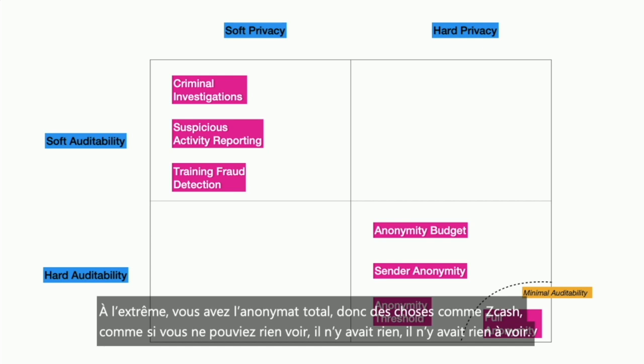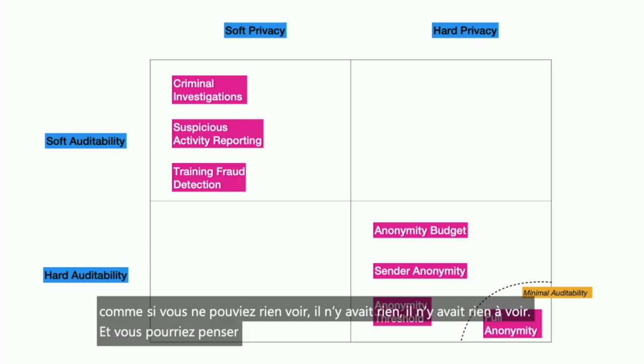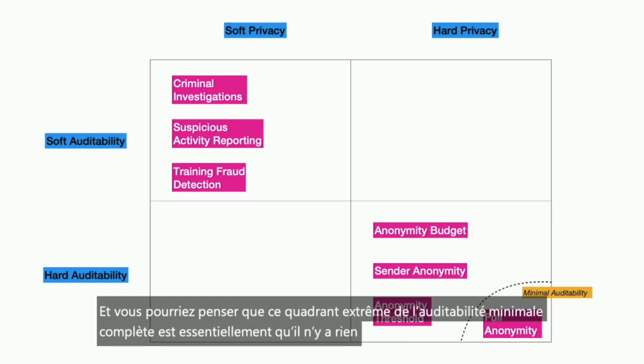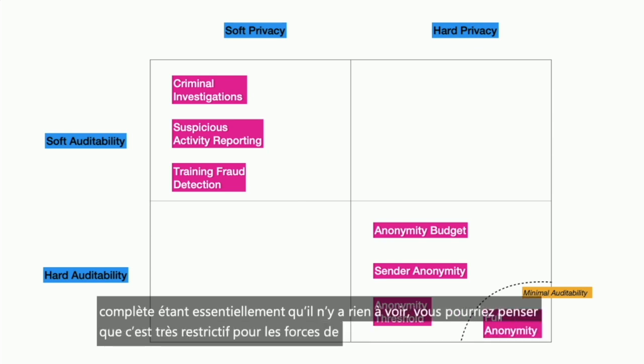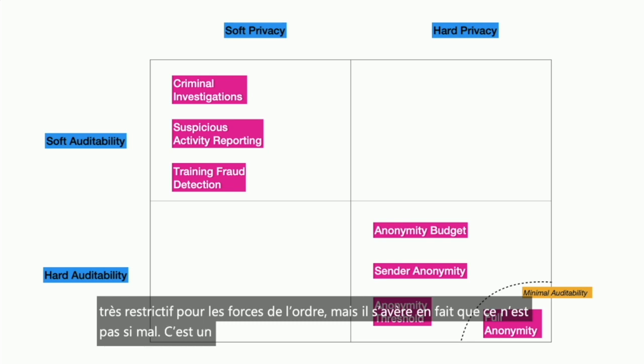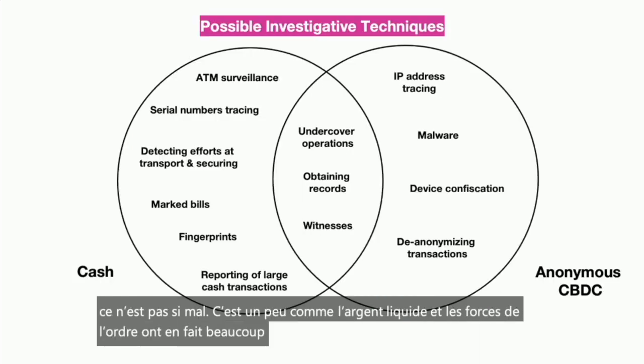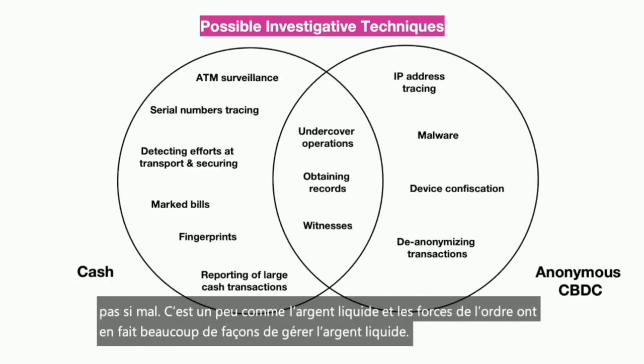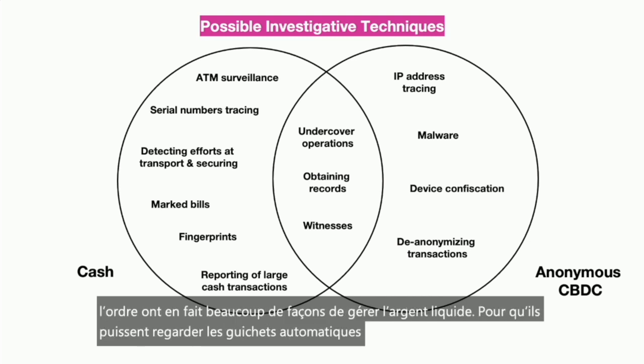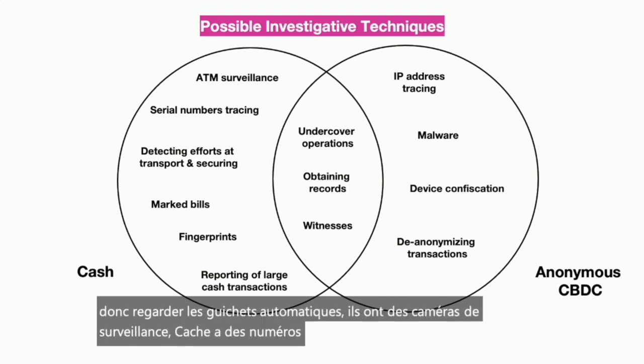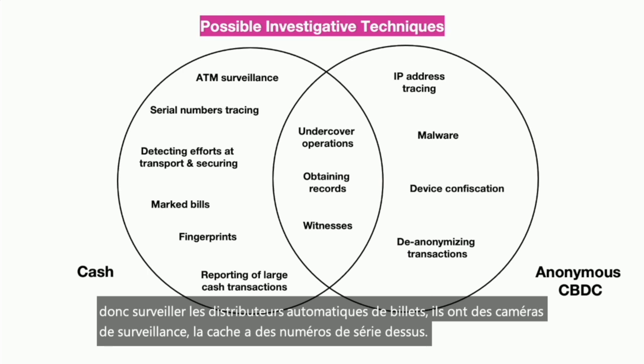And you might think that this extreme quadrant of minimal auditability, basically being that there's nothing there to see, you might think that that's very restrictive for law enforcement. But it actually turns out it's not so bad. It's kind of like cash. And law enforcement actually have a lot of ways of dealing with cash. So they can watch ATMs. They have surveillance cameras. Cash has serial numbers on it. They can look at fingerprints or mark bills.